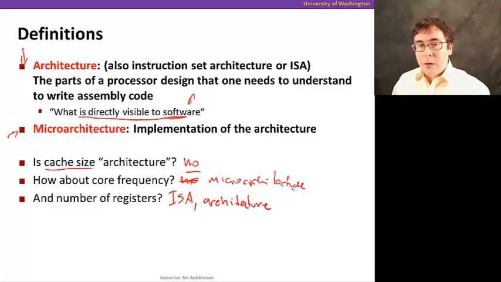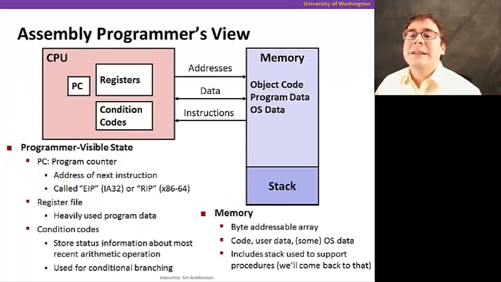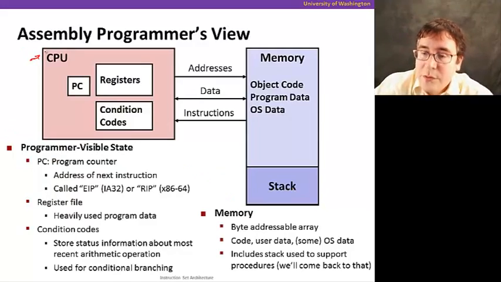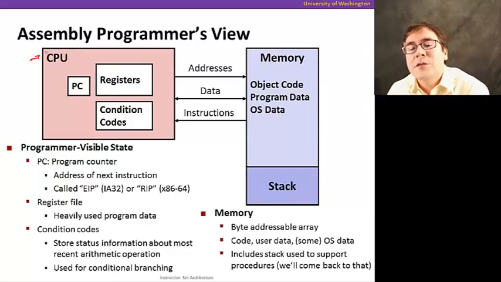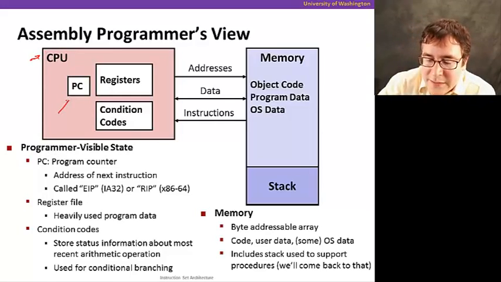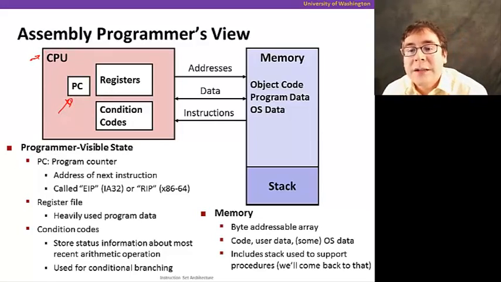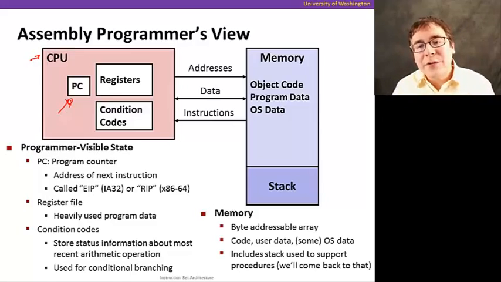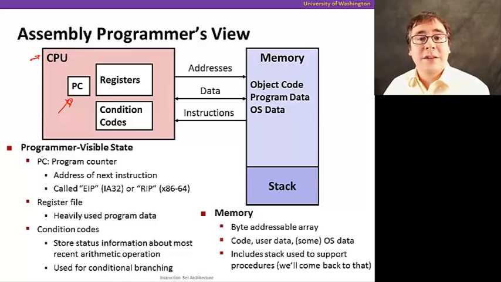Okay? So now, with that in mind, let's look at the assembly programmer's view of your system. Here we have the CPU, the central processing unit, and there are three important things that an assembly programmer needs to know. First, there's a special register called the program counter. The program counter holds an address. It holds the address of the instruction that's going to execute next.